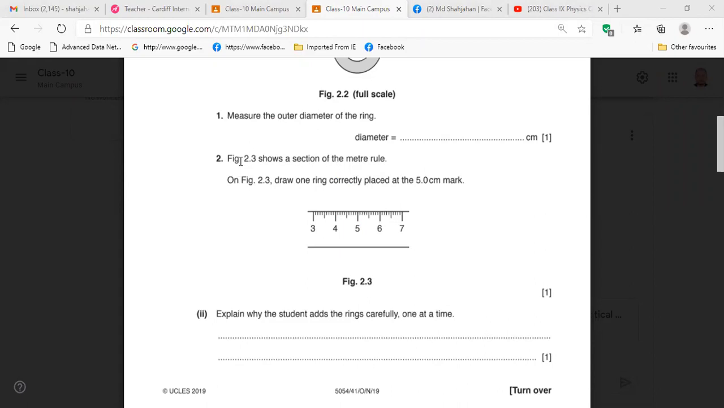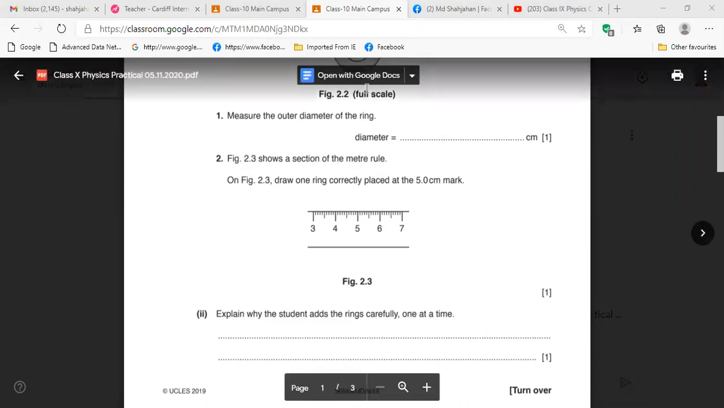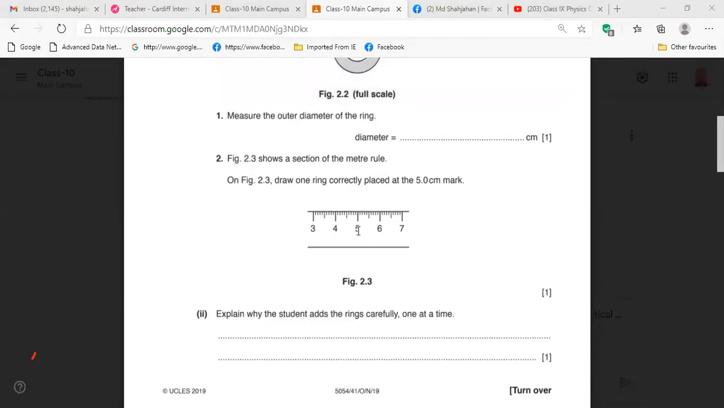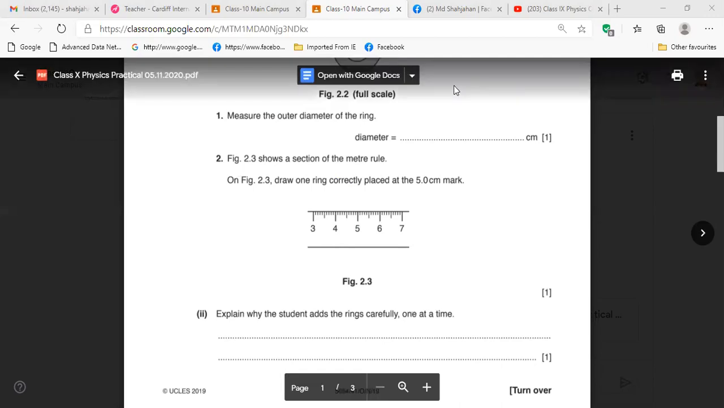The goal, Debo: you have to draw the ring, the circle, but there is one rule or strategy. You have to draw it in a way so that the center of the ring is going through this 5 centimeter. Okay, you should draw that way. This way I'm showing here, like you are drawing this way.